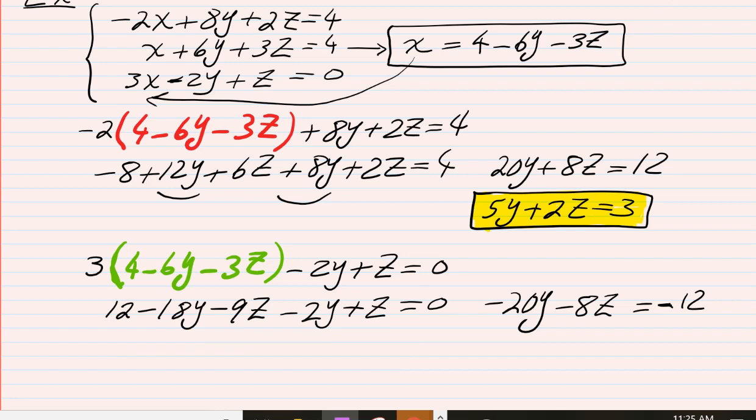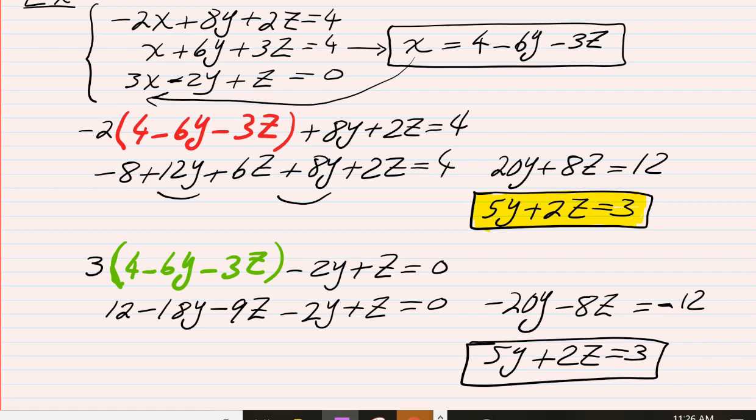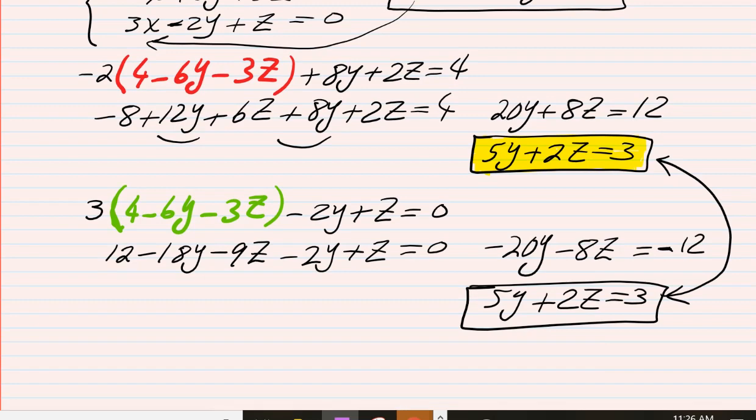And actually, again, just like the one above, in fact, look at these two equations. They're identical, aren't they? So that is the sign we have a dependent system. So let me divide everything by negative 4 this time. And when we do that, we're going to get 5y plus 2z equal 3. Now, again, if you look at these two, they are identical. So this is the sign that the system is a dependent system.